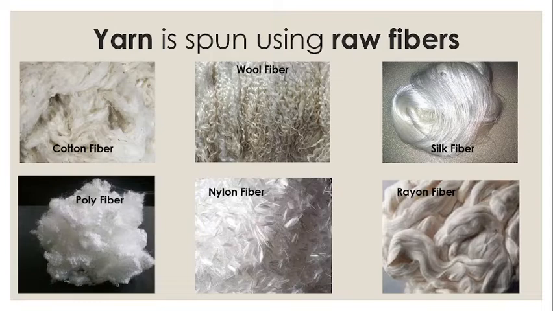Here are some images of our raw fibers ready to become yarn. Up here we have cotton, wool, silk, poly, which is short for polyester, nylon, and rayon. Of course, there are more than these, as we talked about last week, but these are some of the main raw fibers that are spun into yarn.